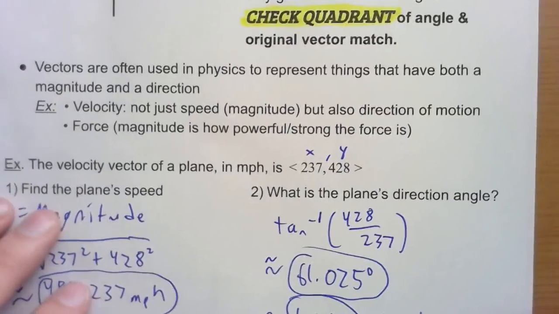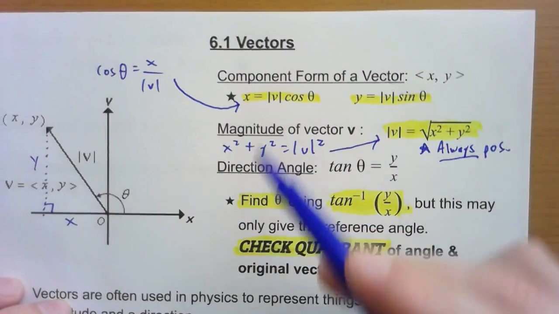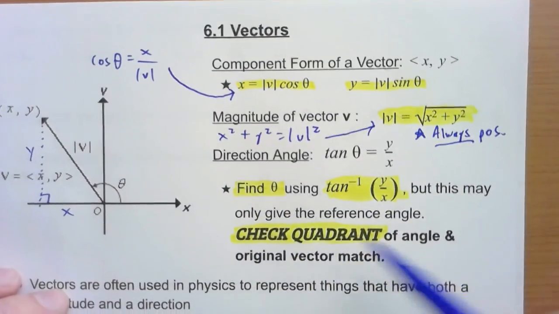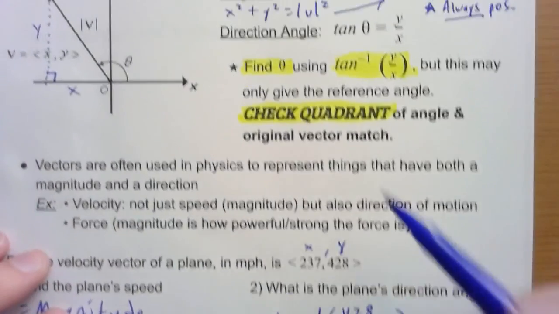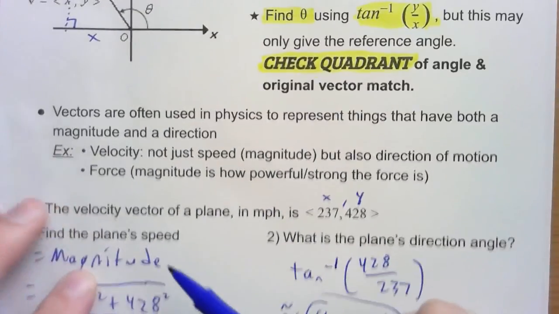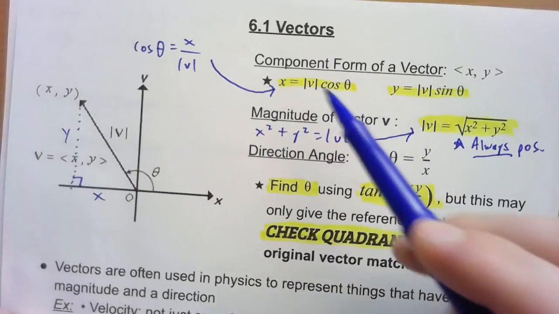So again, really a lot of this is just going to come down to using these 4 formulas that I've highlighted for you here. If you want the angle, then you use this. If you want the magnitude, use this. Later on, when we want x and y, we'll use those formulas.